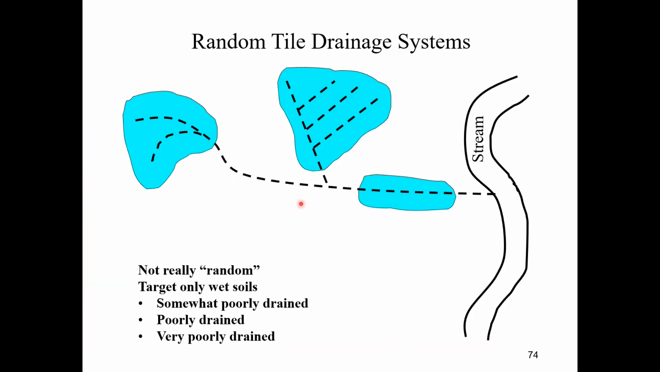Now here, the areas in white would not have needed tile. They were well drained or moderately well drained. You still have to get that water to a stream somewhere. So the blue areas would be the poorly, somewhat poorly, and very poorly drained soils. And that's where the tile are.